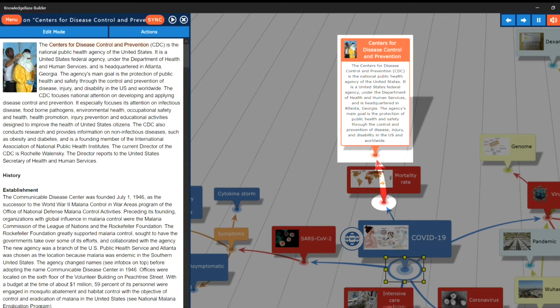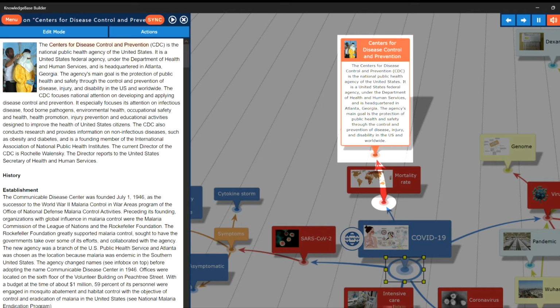Centers for Disease Control and Prevention. The Centers for Disease Control and Prevention, CDC, is the National Public Health Agency of the United States. It is a United States federal agency, under the Department of Health and Human Services, and is headquartered in Atlanta, Georgia. The agency's main goal is the protection of public health and safety through the control and prevention of disease, injury, and disability in the U.S. and worldwide.